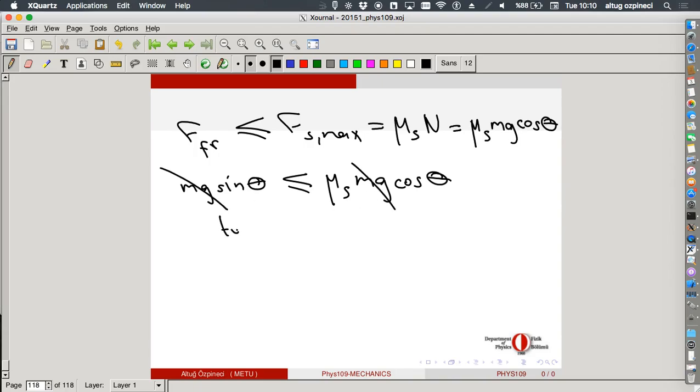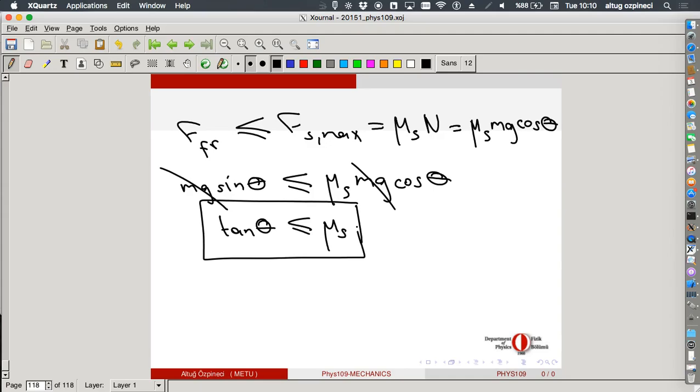Well, mg's we can just cancel. Tangent theta should be less than or equal to mu s. If this condition is satisfied, then my object will not slide. By the way, this also allows you to determine what the mu s is.